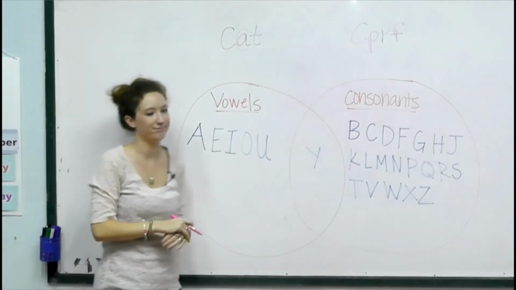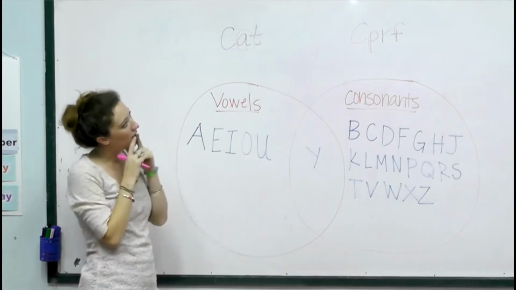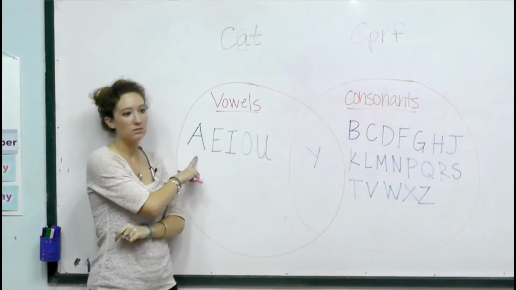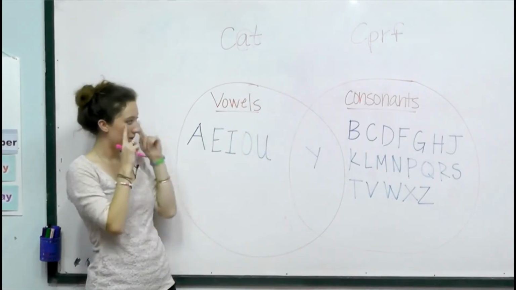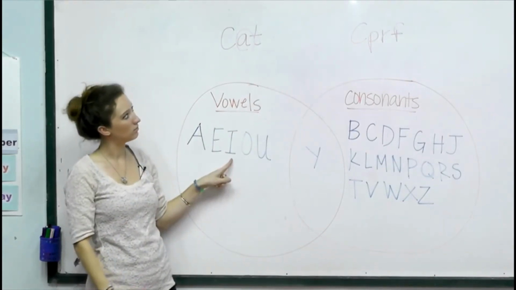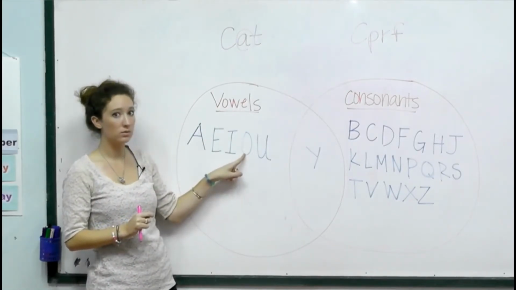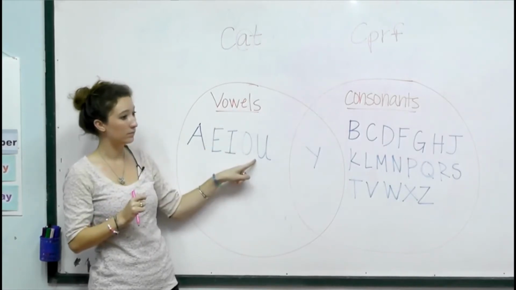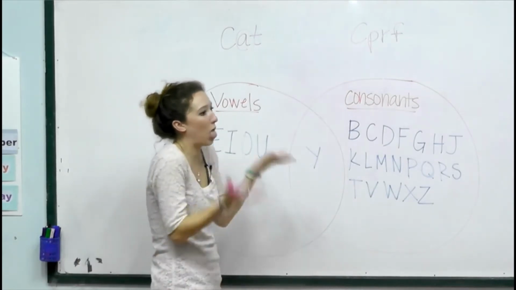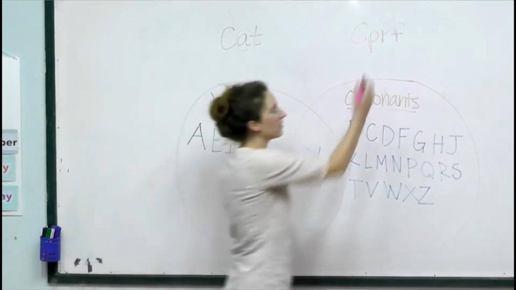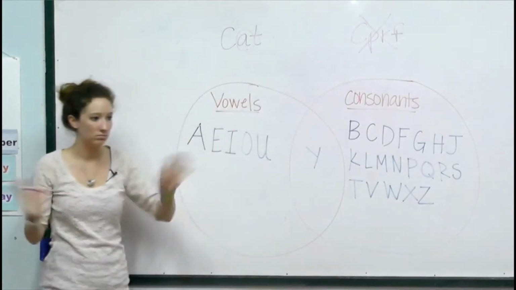What about T-P-R-F? Do you see a vowel there? Do you see an A? No. Do you see an E? No. Do you see an I? No. Do you see an O? No. Do you see a U? No. This is not a word. It means nothing in English because there's no vowel. Nonsense.